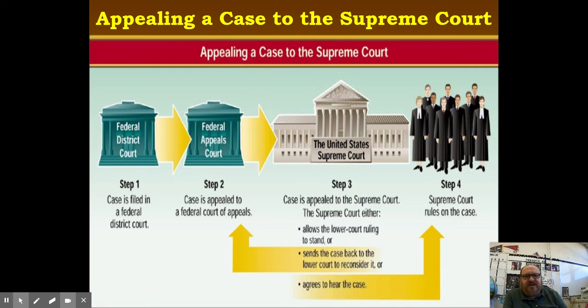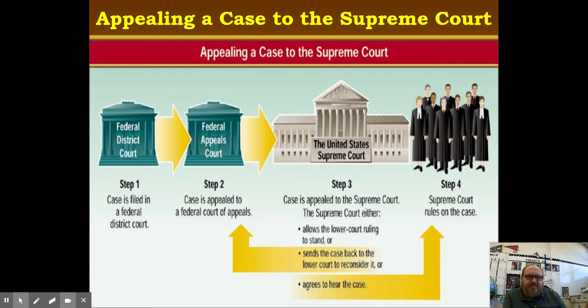Okay, so here are the different steps. Step 1, case is filed in a federal district court. The trial happens, verdict is given. Then we go to step 2. The case is appealed. They decide that they don't like the decision for whatever reason. Felt like one or a few of the witnesses were being repressed or weren't allowed to speak. Some other problem with the whole process of due process. Then you apply for appeal. The federal appeals court hears the case. And then they decide the outcome there.